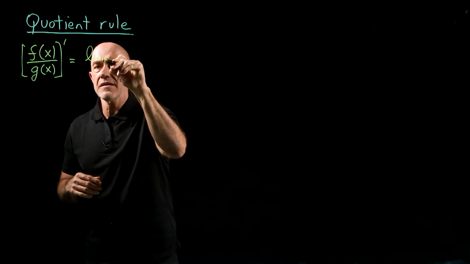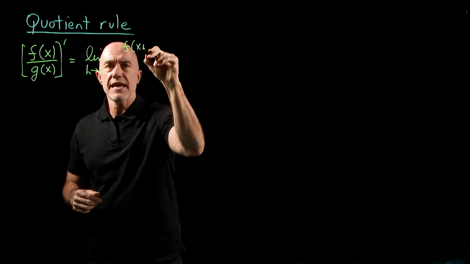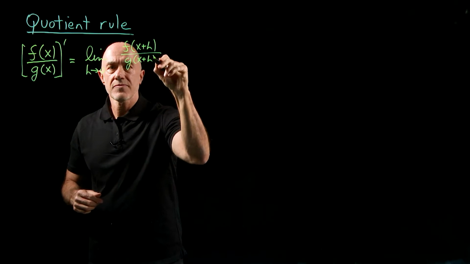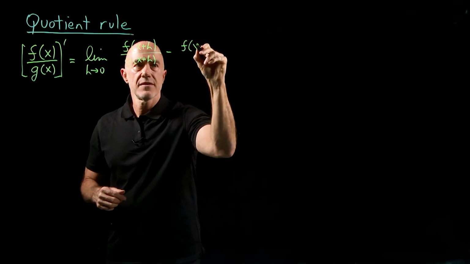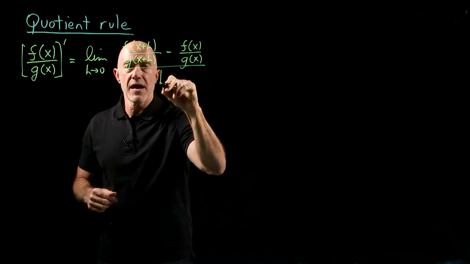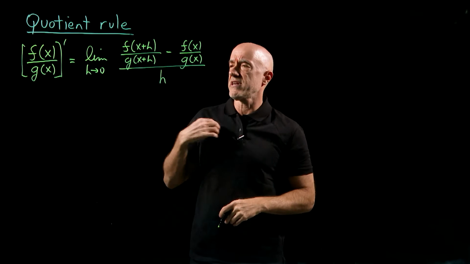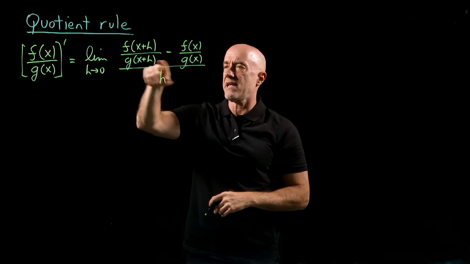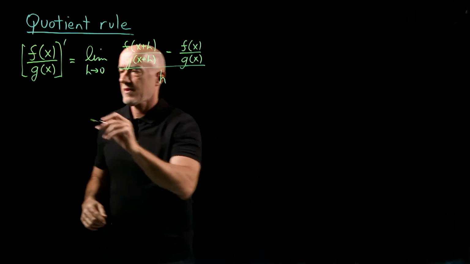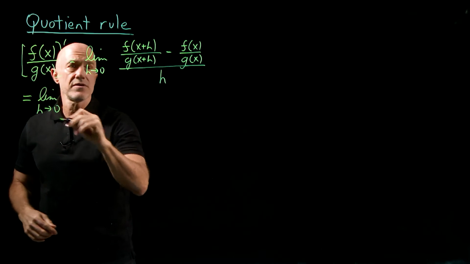So this is the limit as h goes to 0 of f of x plus h divided by g of x plus h, minus f of x divided by g of x, and all of that divided by h. Okay, we can simplify this expression. We can multiply the numerator and the denominator by g of x plus h times g of x, and we'll get the limit as h goes to 0.